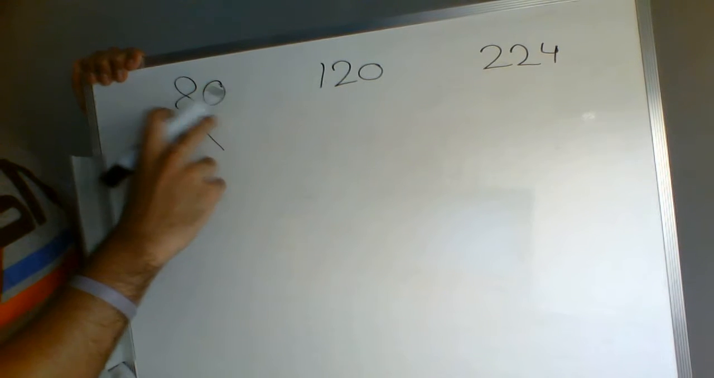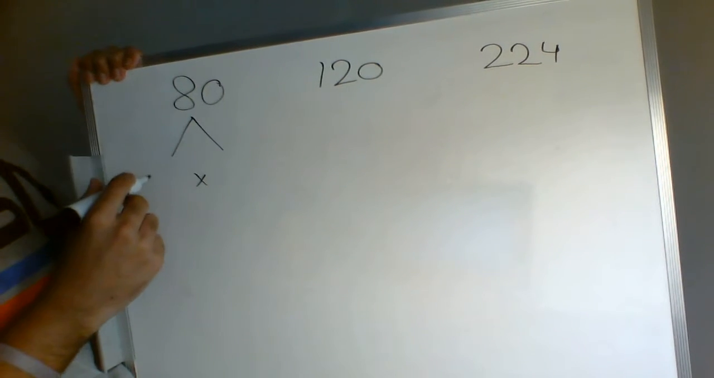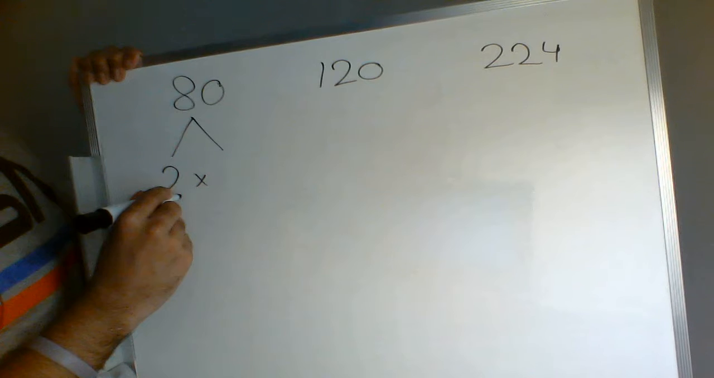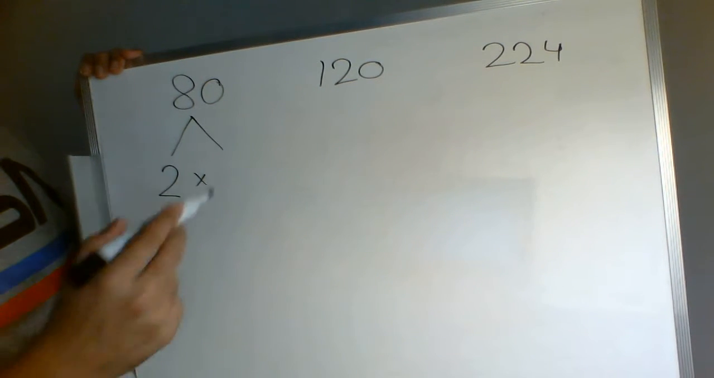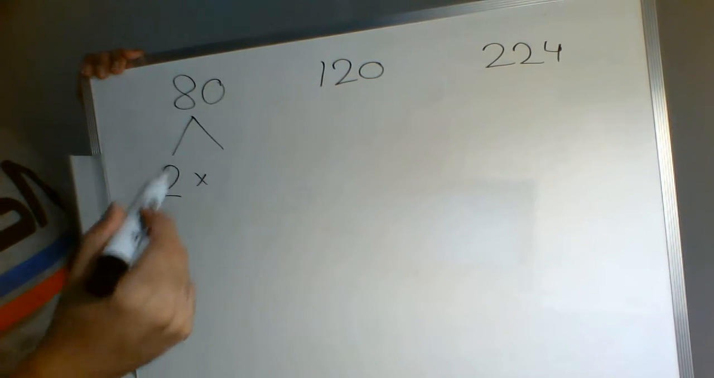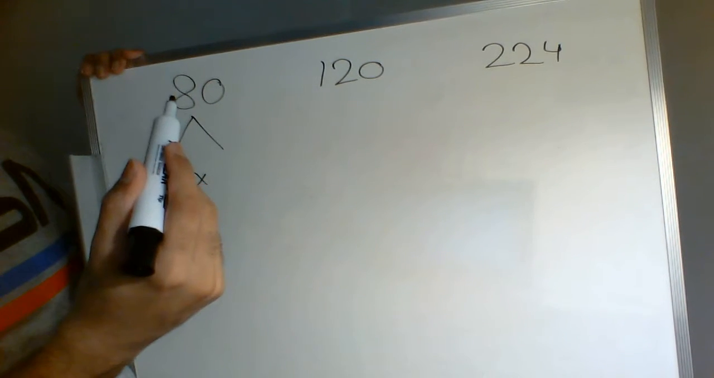So first we want to find the smallest prime number that we can divide 80 by. And because it's even, our smallest prime number here is going to be 2. And so then to find the other number, we need to figure out 2 times what is going to give us 80.